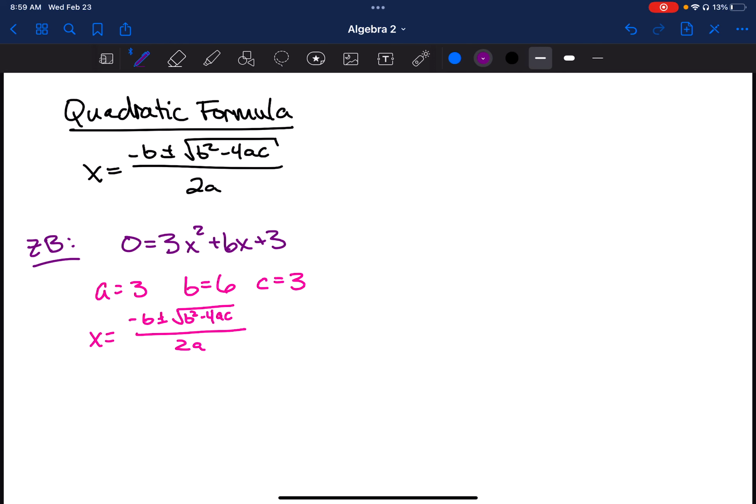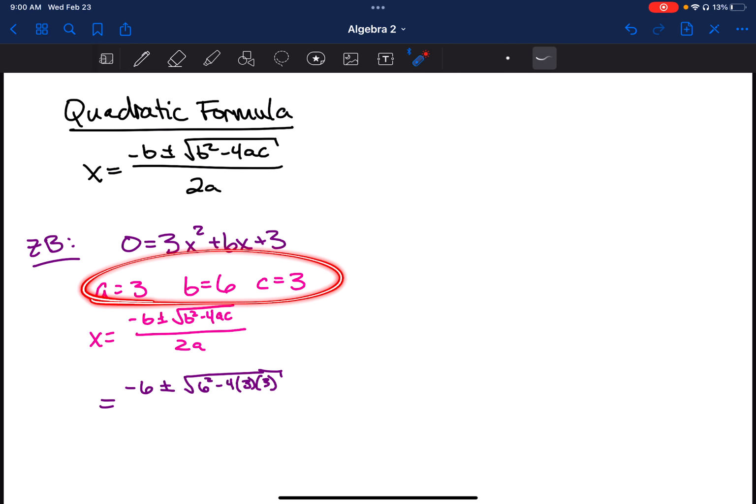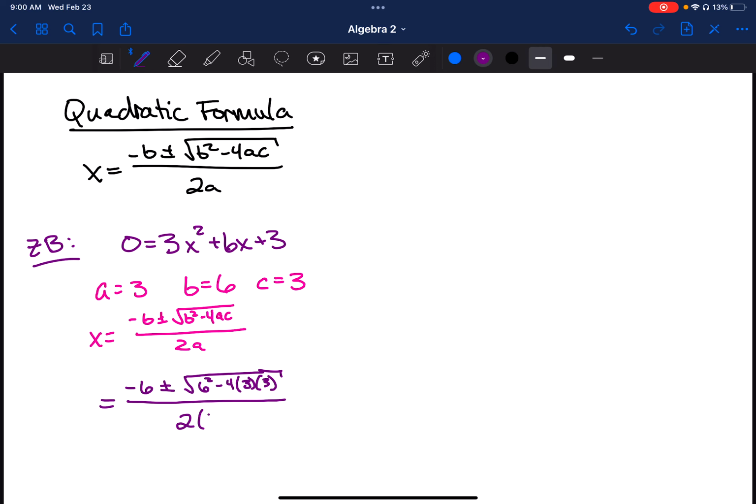So plug in your values. So I get the opposite of 6, so negative 6, plus or minus the square root of 6 squared minus 4 times 3 times 3. And I'm just pulling these values from up here. And that's all divided by 2 times 3. So then you're just going to come in here and start simplifying.